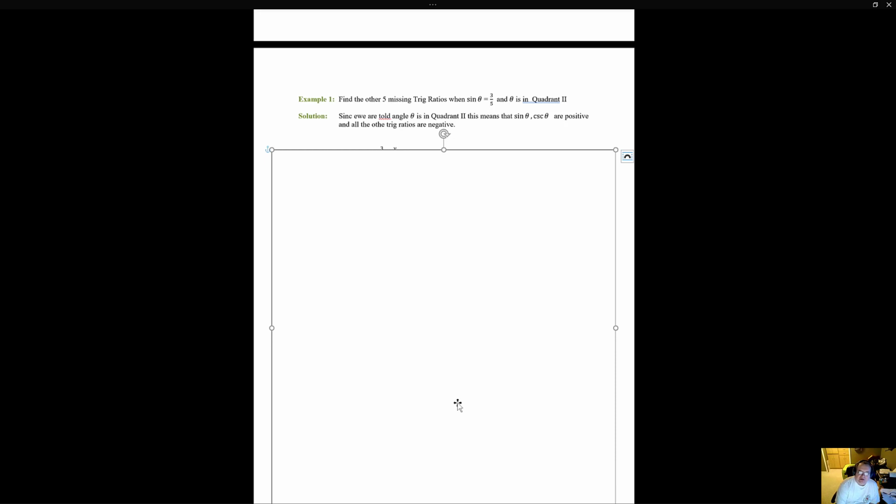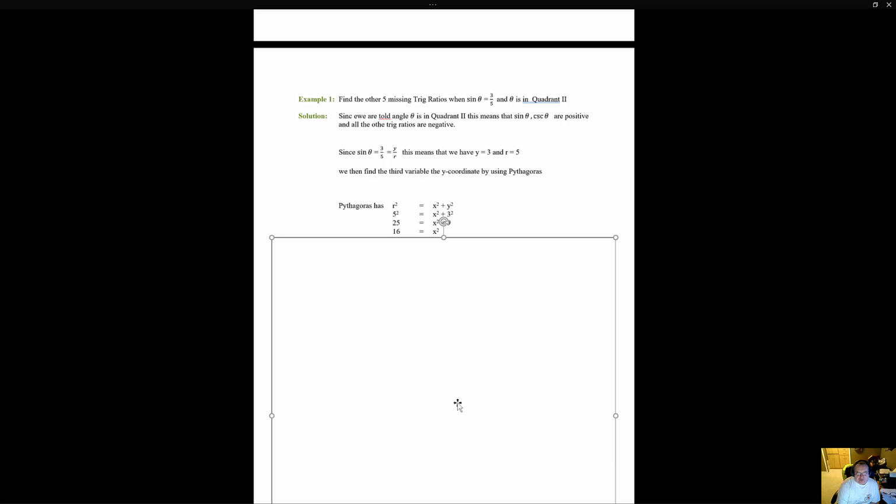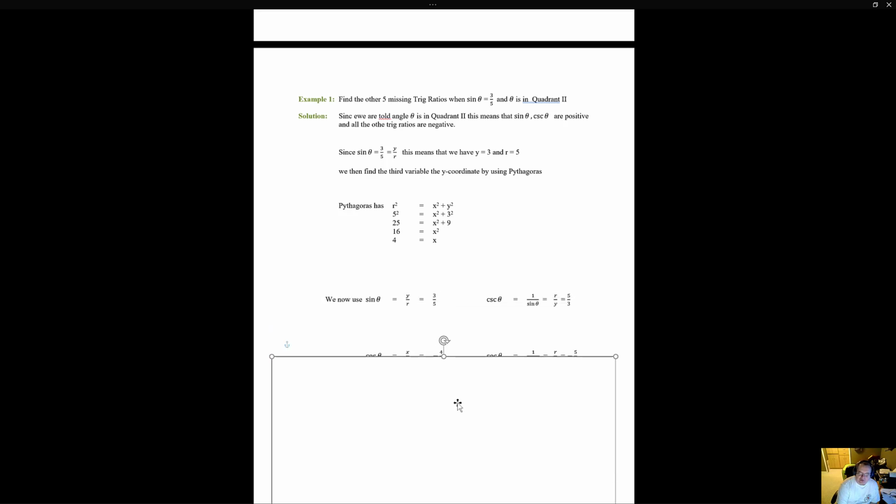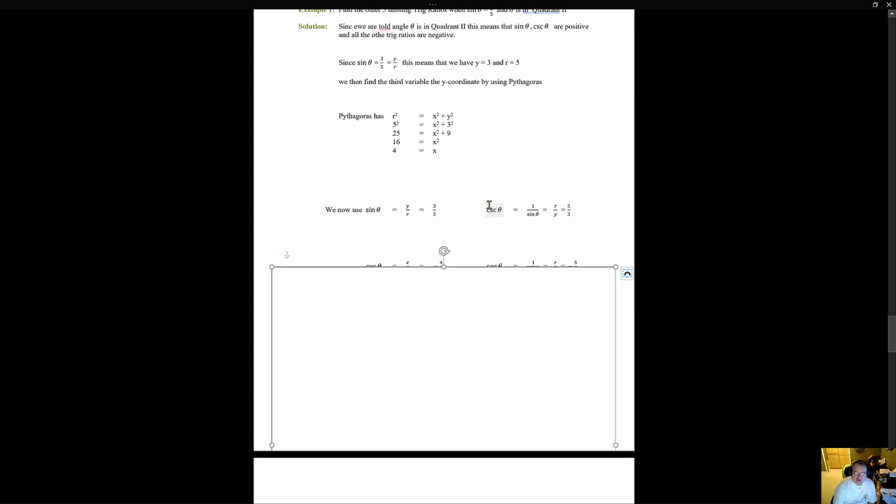So knowing it's in quadrant 2 tells us which ones are positive and which ones are negative. Now let's go back and look at the sine of 3/5. Well, we know that that's the y coordinate over r. So what you've essentially told us there is that y is 3 and r is 5. And that allows us to use Pythagoras, and we find that the corresponding x value is 4. Now once you know x, y, and r, you are pretty much plug and chug.